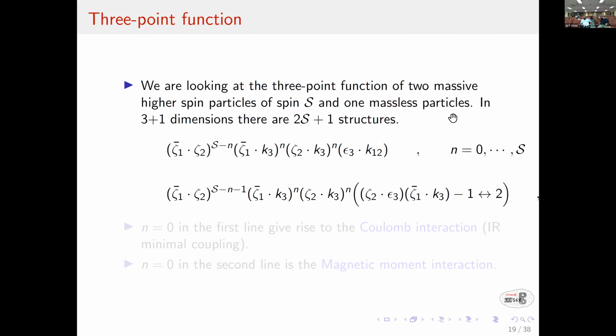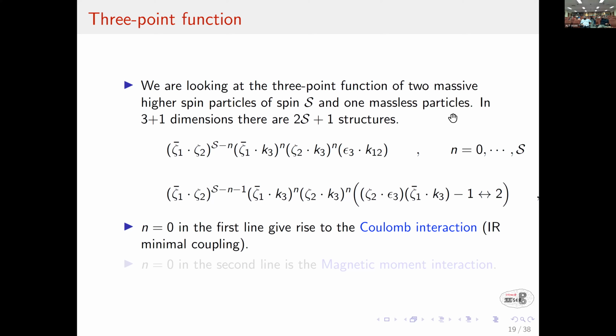If you look at the 3-point function of 2 high spin particles of spin s and 1 massless particle, then it has 2s plus 1 structures in 3 plus 1 dimensions. There are 2 series. It may look complicated, but if you try to have a physical understanding, you take this term and put n equal to 0. Then this is the Coulomb interaction between the high spin particles.